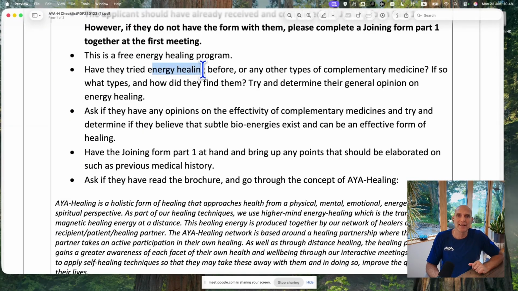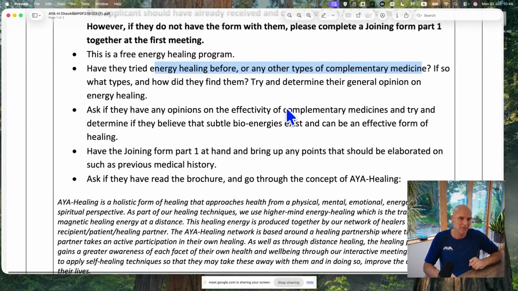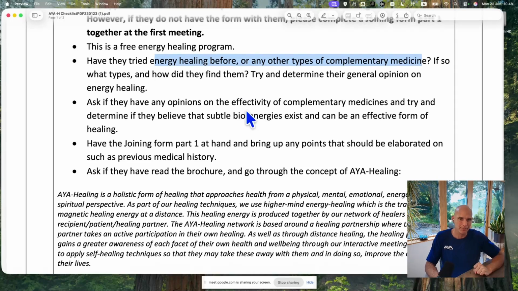Have they tried any energy healing before, other types of complementary medicine? Now, you might know this from joining form part 1, but if so, you want to maybe ask them a little bit more, see if you can get more information about them, basically, what their levels of experience are with complementary medicine.